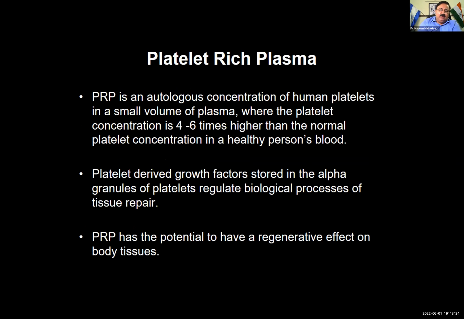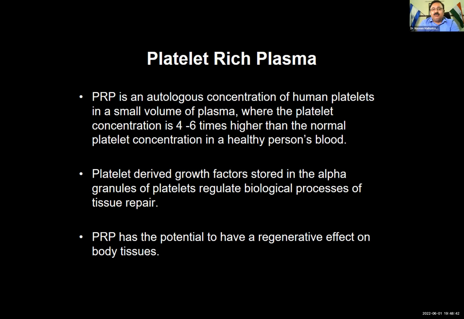Patients are quite comfortable getting injected with platelet-rich plasma because they think that this is their own blood, our own autologous component, which we prepare in front of them the same day, same time, and it is being injected in their knee. Receptivity is very, very high.